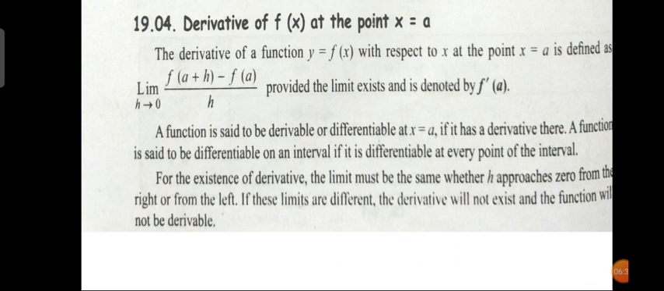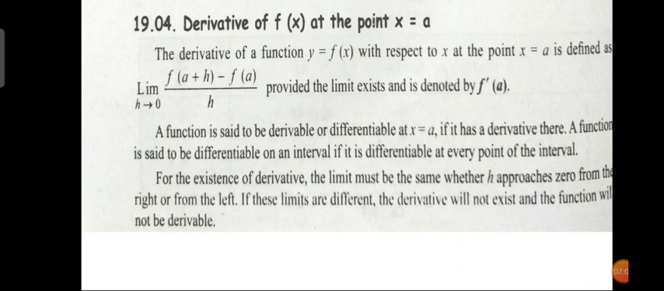And a function is said to be derivable or differentiable at x equal to a. We can say that if a function is differentiable at a, then it should have a derivative there. If it has a derivative there, a function is said to be differentiable on an interval if it is differentiable at every point of the interval. Okay, that is a very important point. That should be studied very well.